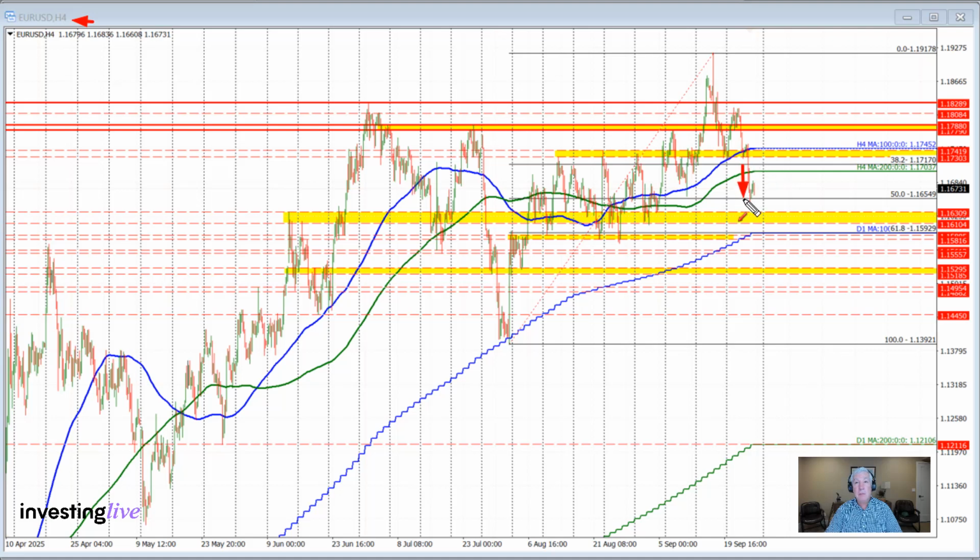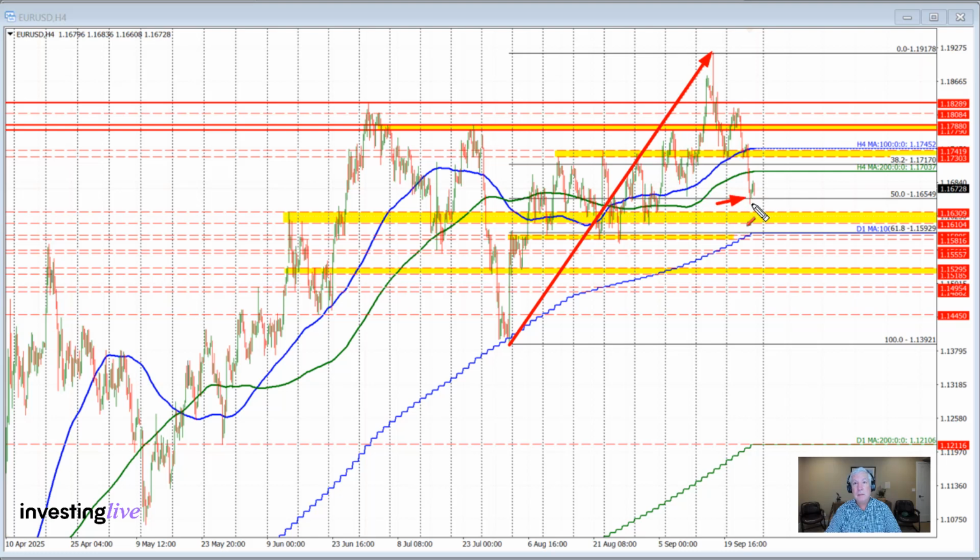You can see the big move to the downside that we saw in trading yesterday. That move to the downside took the price below moving averages, including the 100 bar moving average on the 4-hour chart, the 200 bar moving average on the 4-hour chart. We also fell below the 38.2% retracement of this move to the upside from the August low to the September high. And the 50% retracement, we also fell below that level as well.